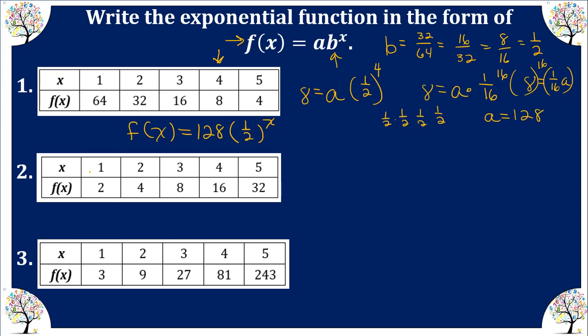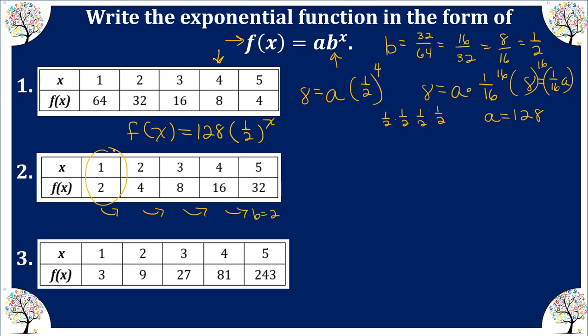Number two, I don't have the initial value, the 0, whatever. If I did, that would be your A value. So again, we're going to find the B value. So this one is easy to identify. So my B value is 2. It's increasing times 2, times 2, times 2.